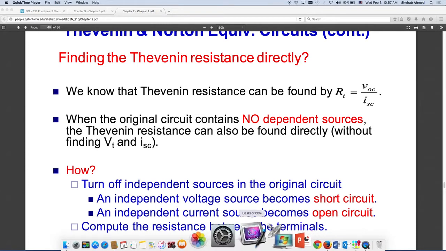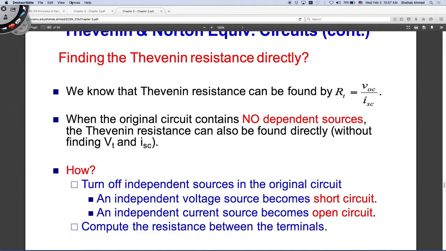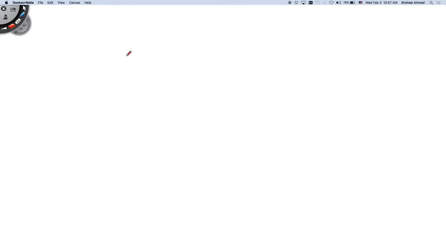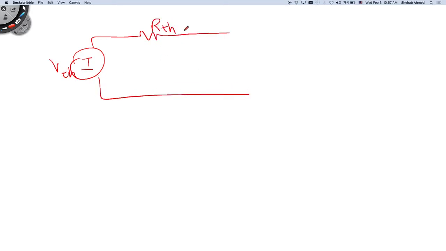So here, if you have V Thevenin and R Thevenin, and you want to find the short circuit current, it's basically this. It's the current flowing in this circuit, which is this voltage, V Thevenin, divided by R Thevenin. Now, to find the Thevenin equivalent voltage source, you still have to solve your circuit.